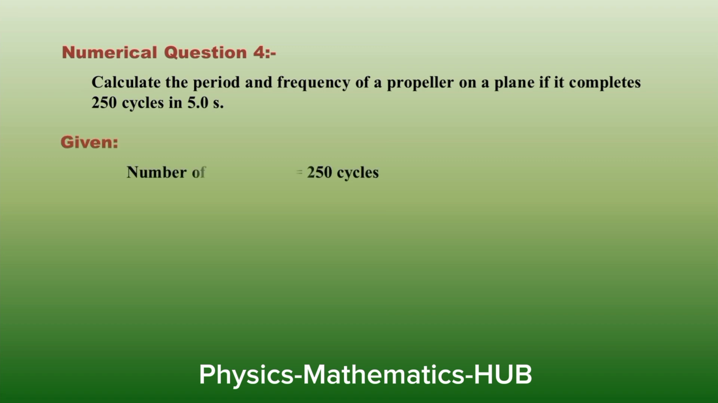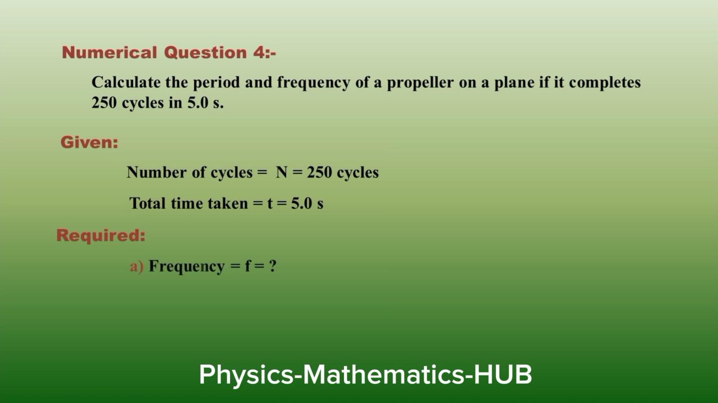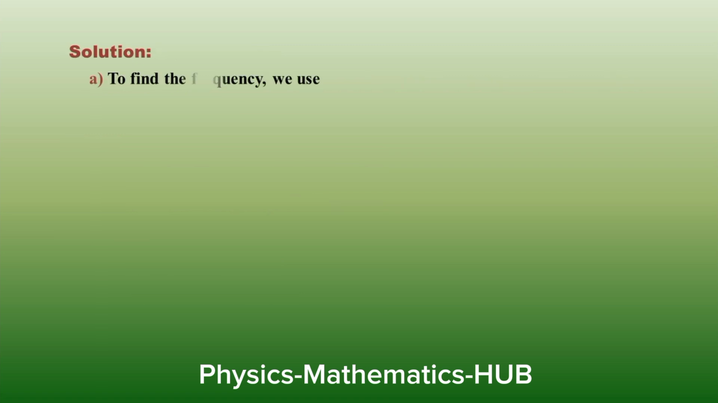We are given that the number of cycles, denoted by capital N, is equal to 250, and the total time taken, denoted by small t, is equal to 5 seconds. We need to find two things: the frequency and the time period of the propeller.